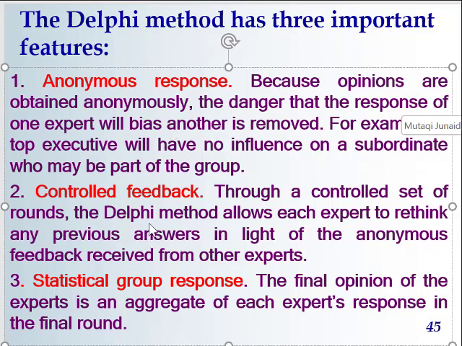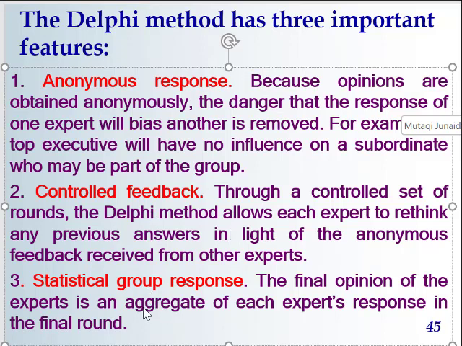You also have controlled feedback. Because you have anonymity, you don't know what others have given. So when you get a second chance of improving, you see the responses of others, and maybe the expert sees that others have given it this way, and yeah, that's right. Because it's anonymous, there is no bias, so he can change his own response, and with that we can refine the solution.